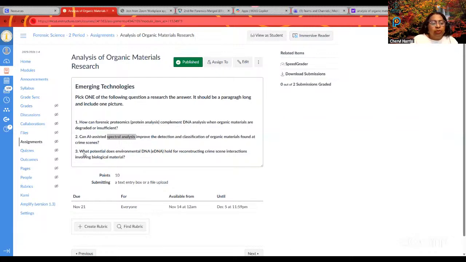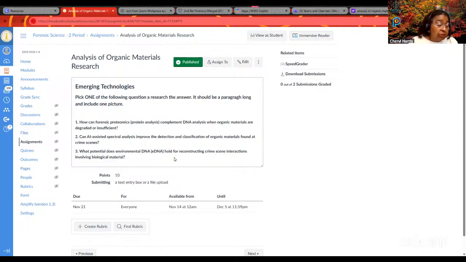All right, third question. What potential does environmental DNA, called eDNA, hold for reconstructing crime scene interactions involving biological materials? So you're going to look up eDNA. Biological materials are such things as the blood or saliva you might find on the scene. Okay, so pick one question, write a paragraph, and include a picture. This should not take long.